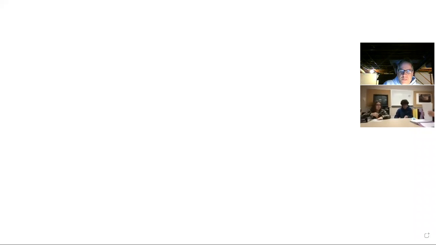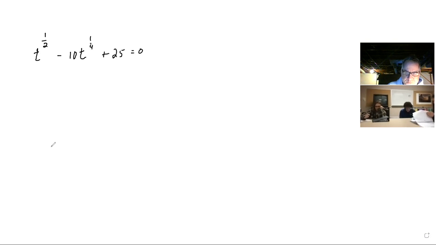So something along these lines. t to the 1/4, excuse me, t to the 1/2 minus 10t to the 1/4 plus 25 equals 0. So we're going to rewrite it as a quadratic by saying, let u be t to the 1/4.